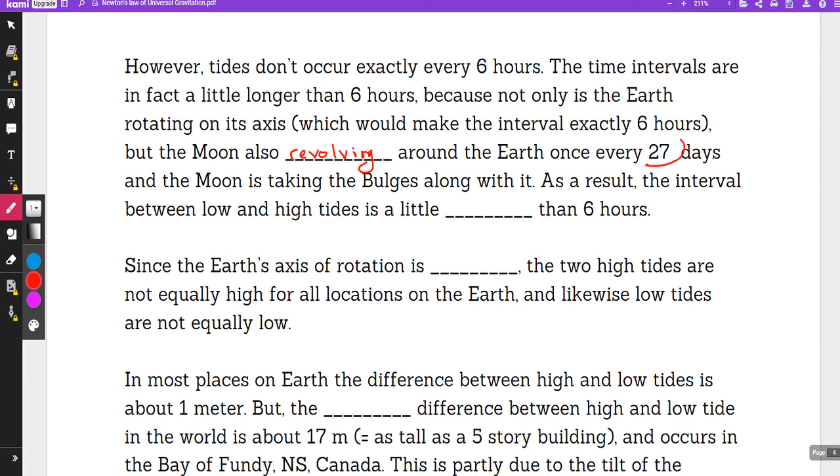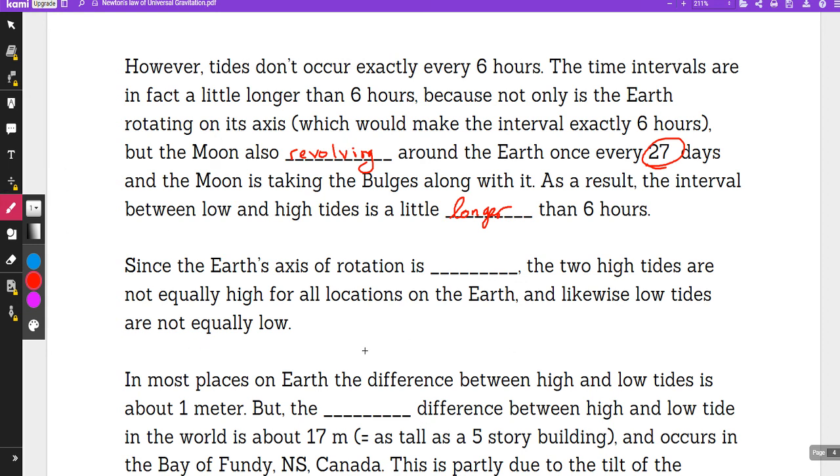Because that happens once every 27 days, and the moon is influencing where the bulges are because of the gravitational force. So it's actually just a teeny bit longer than 6 hours. And it's the same thing as when we have to calculate in the fact that we really have 365.4 days in a year. I think it is, or 365.4. It's really awkward. There's an extra quarter of a day that we need to account for, which is kind of why we have leap years.